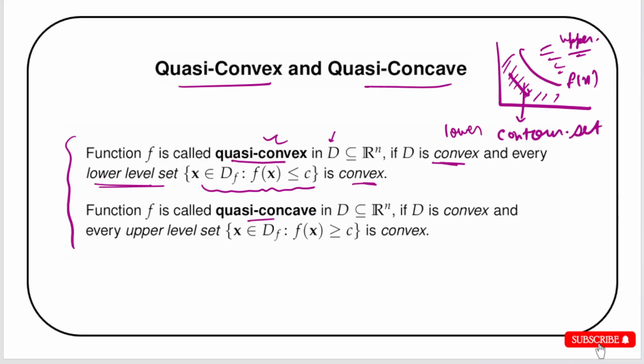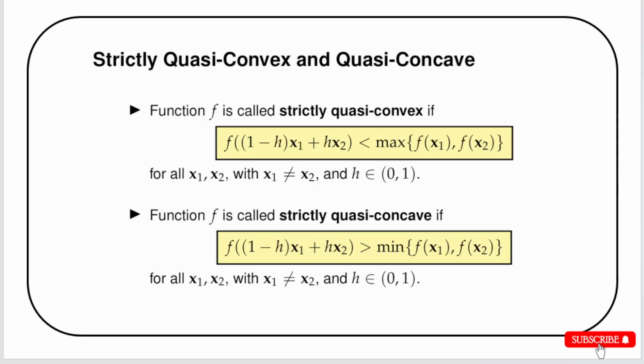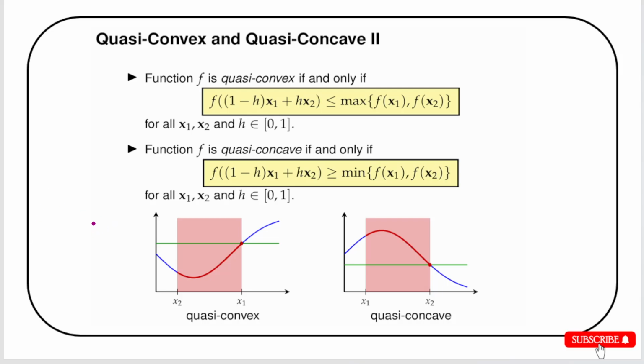Similarly, for a quasi concave function, D is convex, this is as it is, but the upper level set, the upper contour set, will be convex. Let me show you this with the help of an example first, then I'll go into some other things. Let's see how to graphically check whether a function is quasi convex or quasi concave. Let's look at this diagram. You have x as the domain and f(x) is your function. You take 2 points in the domain, x2 and x1. This is your function.